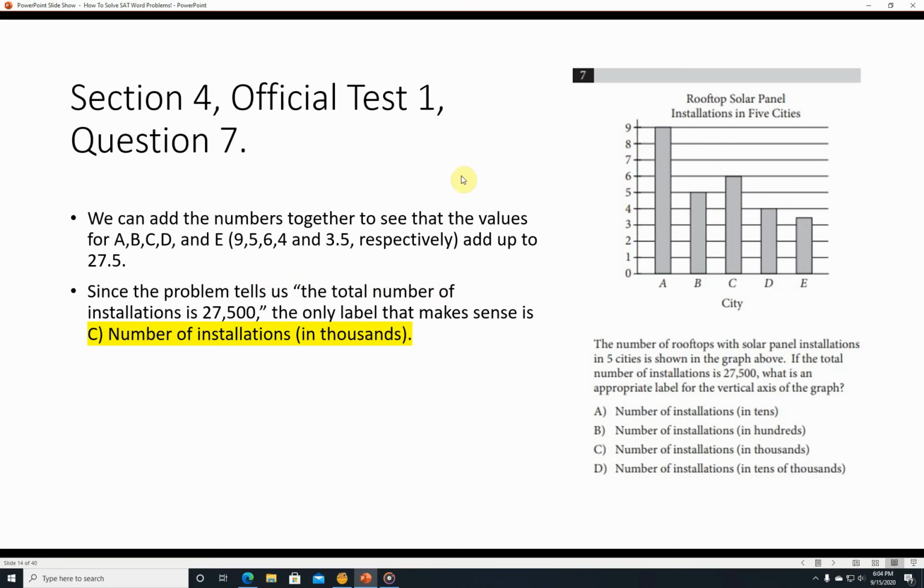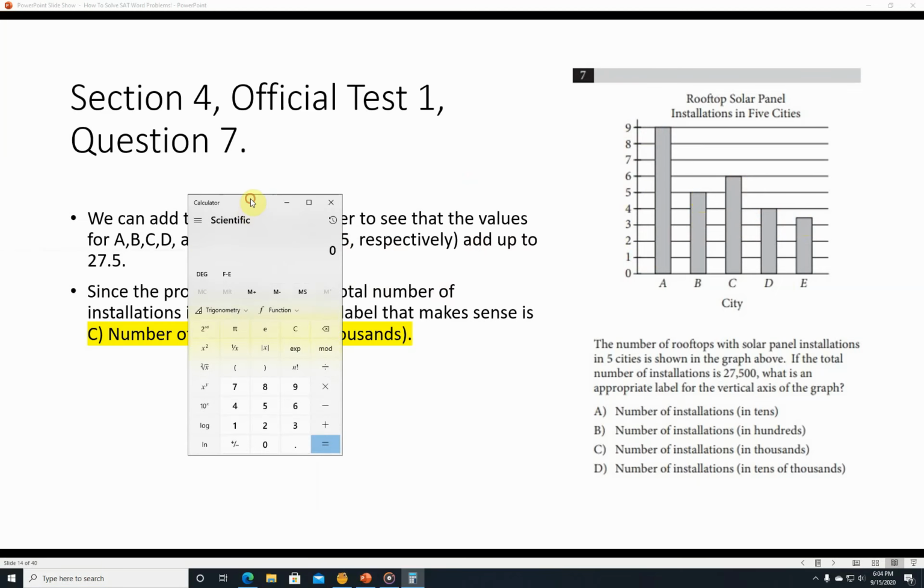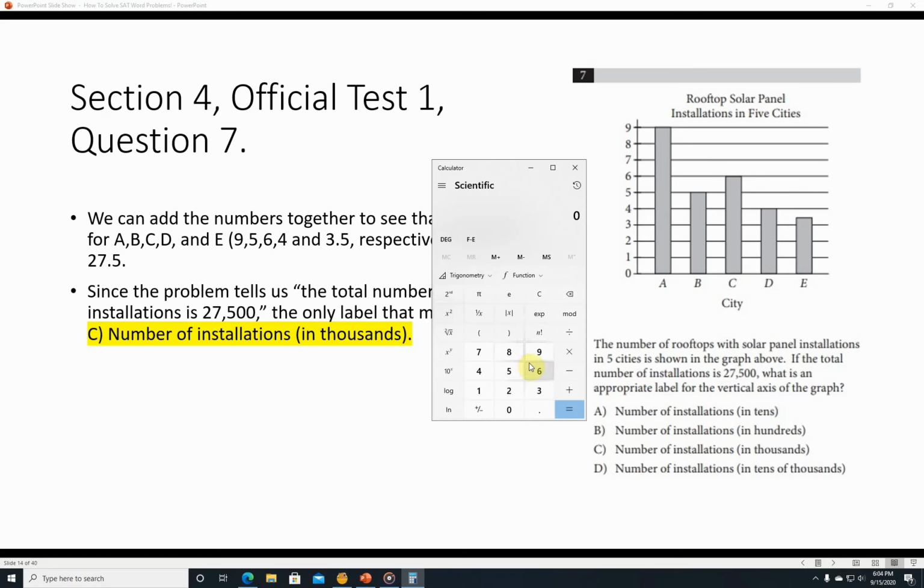All right, so if we add these together really quickly, we get 9 plus 5 plus 6 plus 4 plus 3.5. That adds up to 27.5. We can even use a calculator, which I do recommend. If you can use a calculator, please do use a calculator.